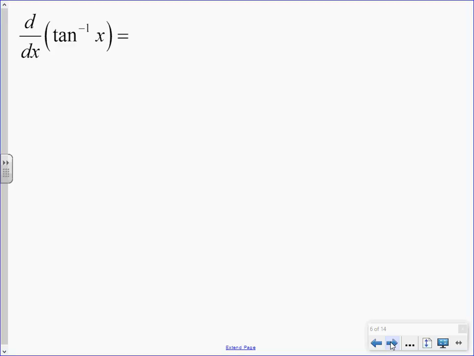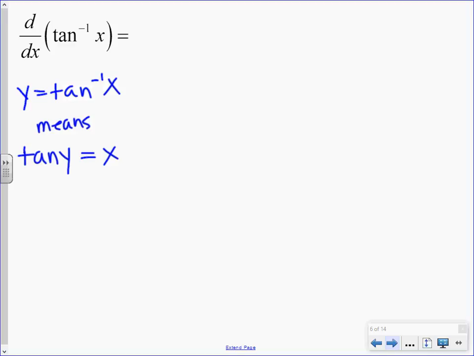So, y equals tangent inverse of x. What does that mean? If we use our switching x and y, this just means tangent of y equals x. Do you agree? Because it's the inverse of y equals tangent of x. So we switch x and y. X equals tangent of y.